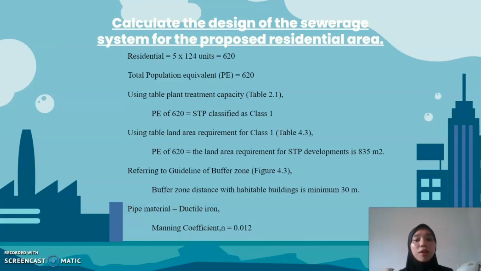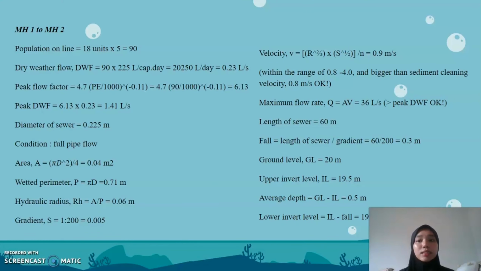Referring to the guideline, the buffer zone distance with habitable buildings is a minimum of 30 meters. The pipe material we are using is ductile iron, with Manning coefficient 0.012. This is an example of one of the calculations, which is MH1 to MH2.